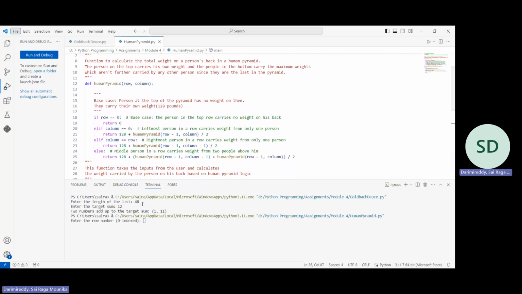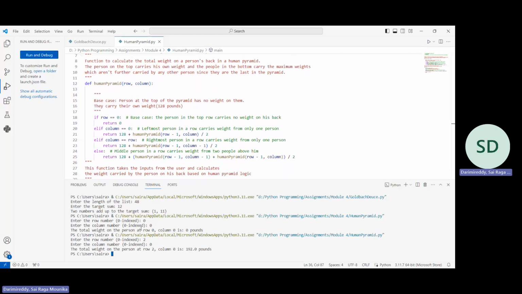Let's execute. If we give 0 0, that means he doesn't carry any extra weight. So it says 0 pounds. Now let's give second row, 0 column. It gives 192 pounds because they are carrying the partial weight of the person above him.